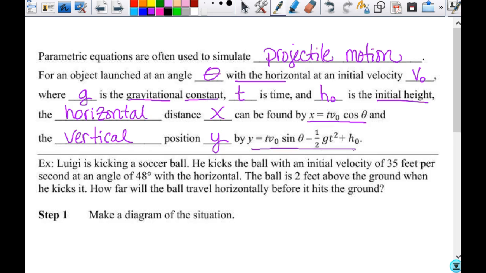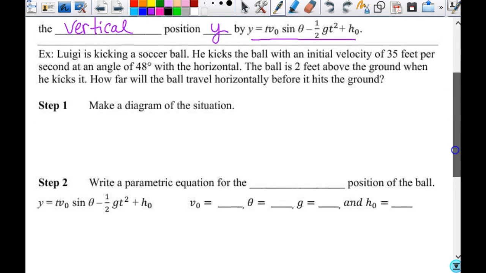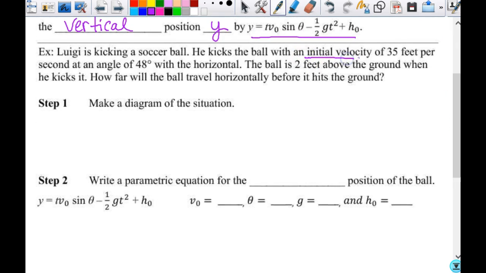So we're going to use this, and we're going to look at Luigi. So Luigi is kicking a soccer ball. He kicks the ball with the initial velocity, so we need this, initial velocity of 35 feet per second, and an angle of 48 degrees. So we have our initial velocity, and we're using feet per second. That's how we know we have to use a different g. And our angle of 48 degrees with the horizontal. The ball is 2 feet above the ground, so that's our initial height when he kicks it. How far will the ball travel horizontally before it hits the ground?